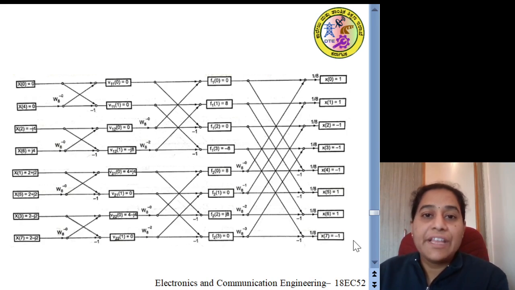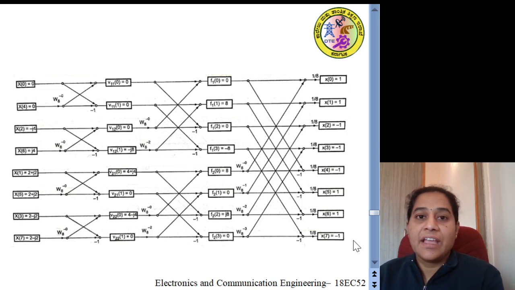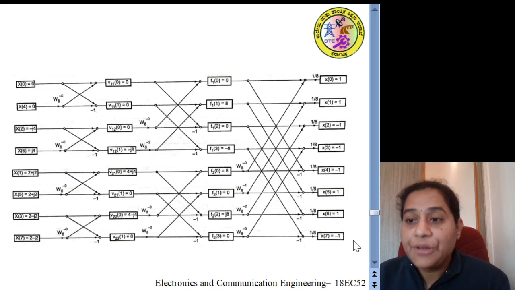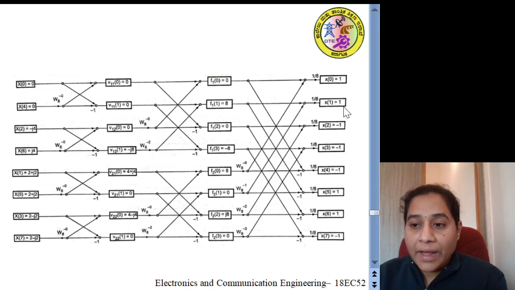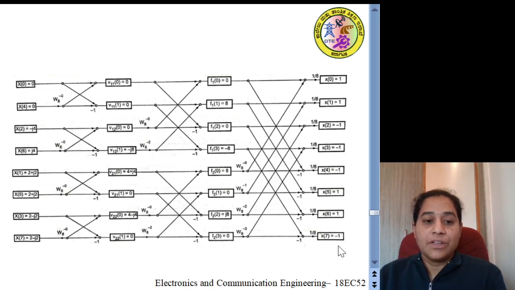So, for the given DFT x of k, the obtained IDFT x of n is equal to 1, 1, minus 1, minus 1, minus 1, 1, 1, and minus 1. So, this is the answer for this second illustrative example.